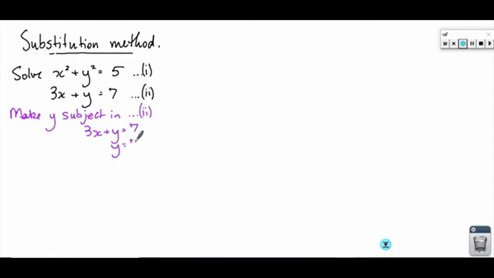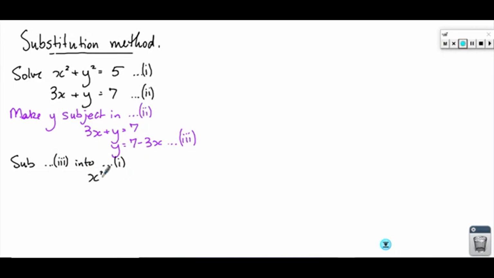So I have 3x plus y is equal to 7, so y is equal to 7 minus 3x. Now that I know what y is, and this is now equation 3, I'm going to substitute y into equation 1. So substitute equation 3 into equation 1.